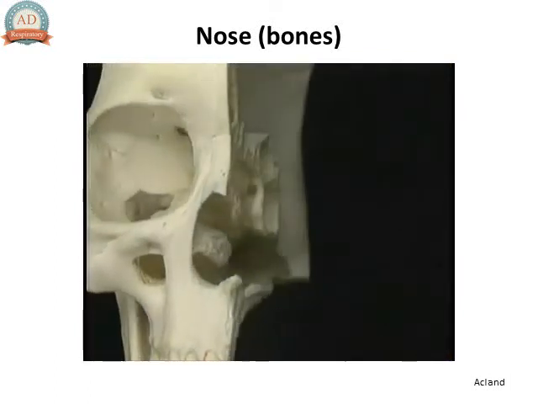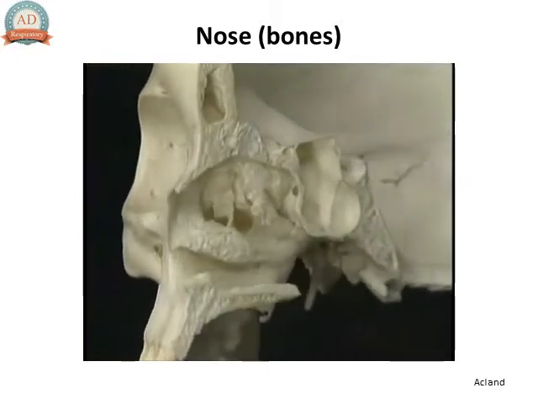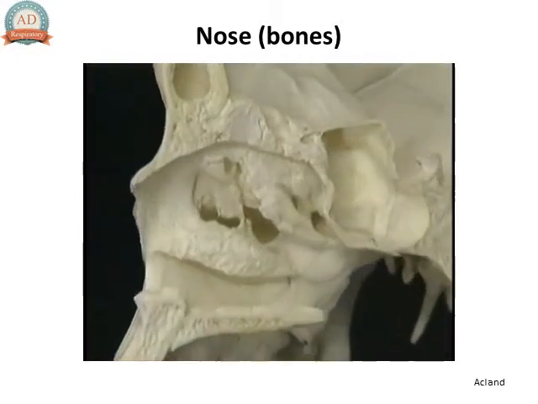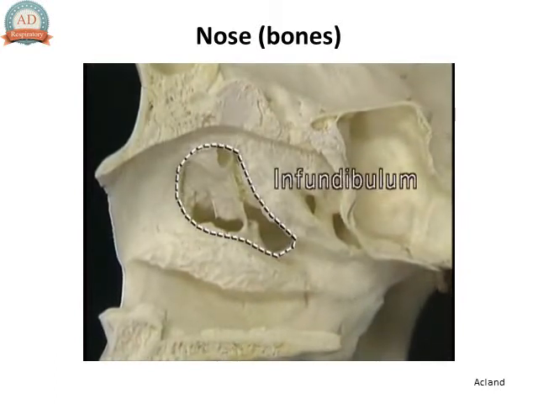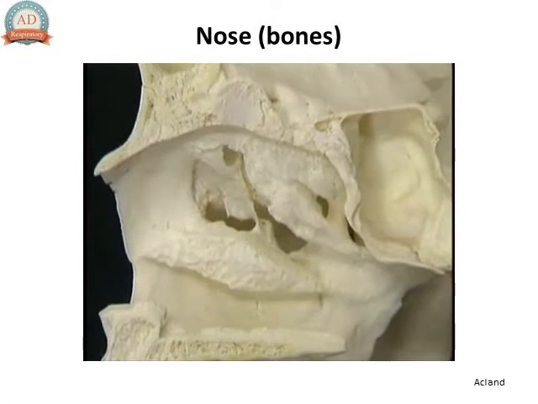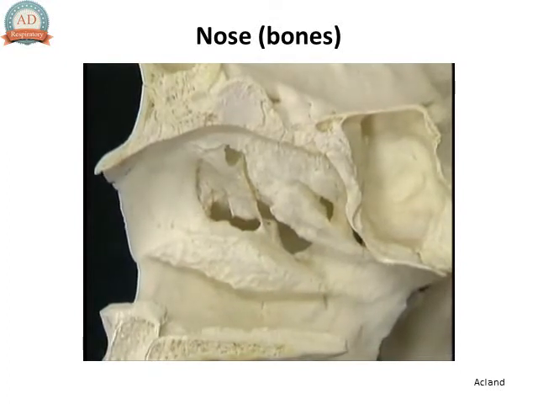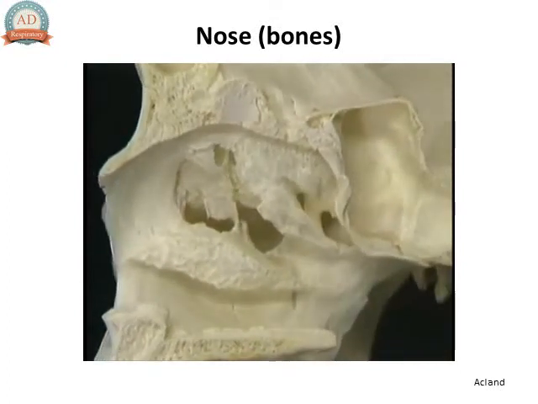The frontal and maxillary sinuses open into the nasal cavity, not directly, but into a narrow side chamber located here, called the infundibulum. The infundibulum isn't apparent in a bony specimen. We'll see it when we look at the soft tissues.